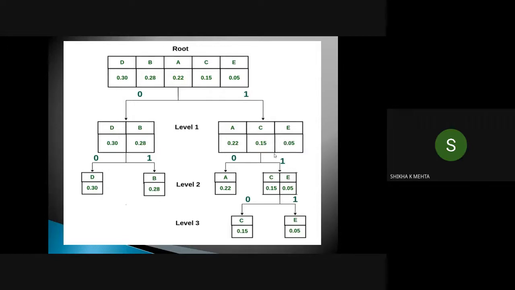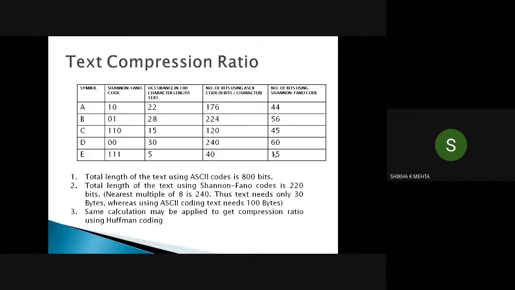So this is how we use Shannon Fano coding for creating codes for data compression. Now the question is how much memory we are able to save using these techniques. If we have the symbols A, B, C, D, E, and we are using Shannon Fano coding, let us say we generate these codes. Then, for the occurrences in a 100 character length text, this is how much space it takes.